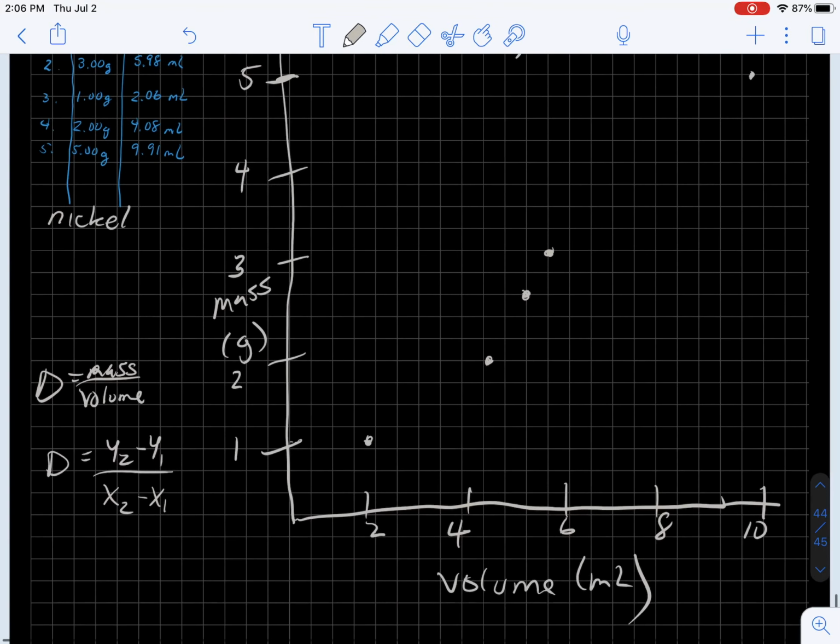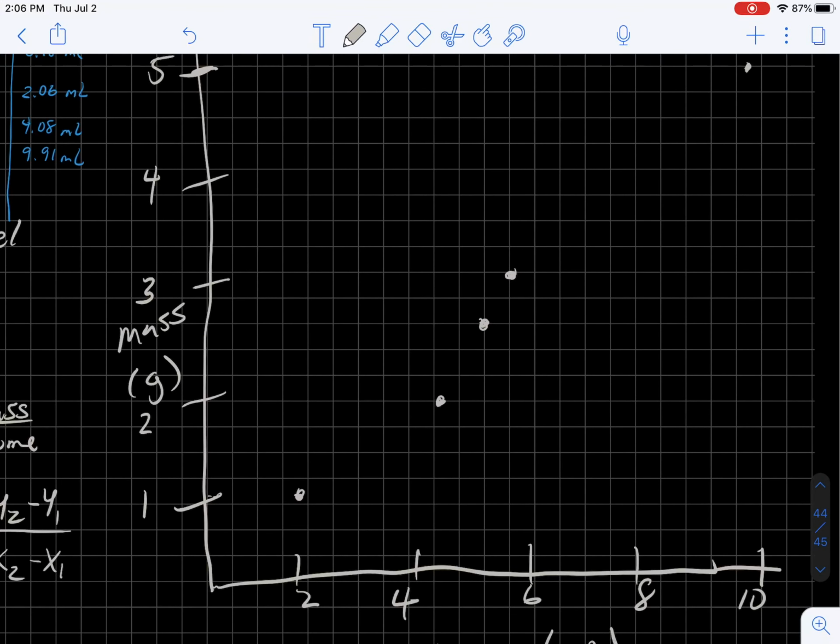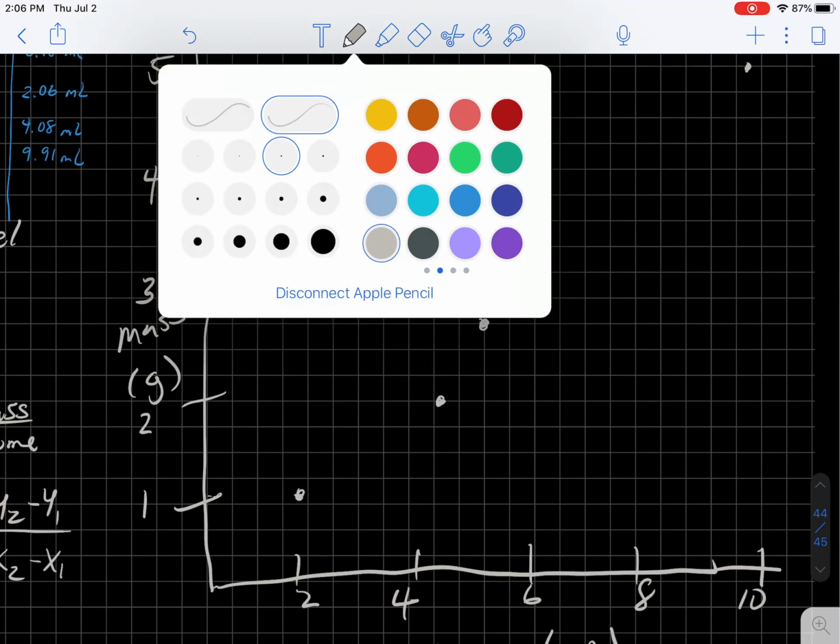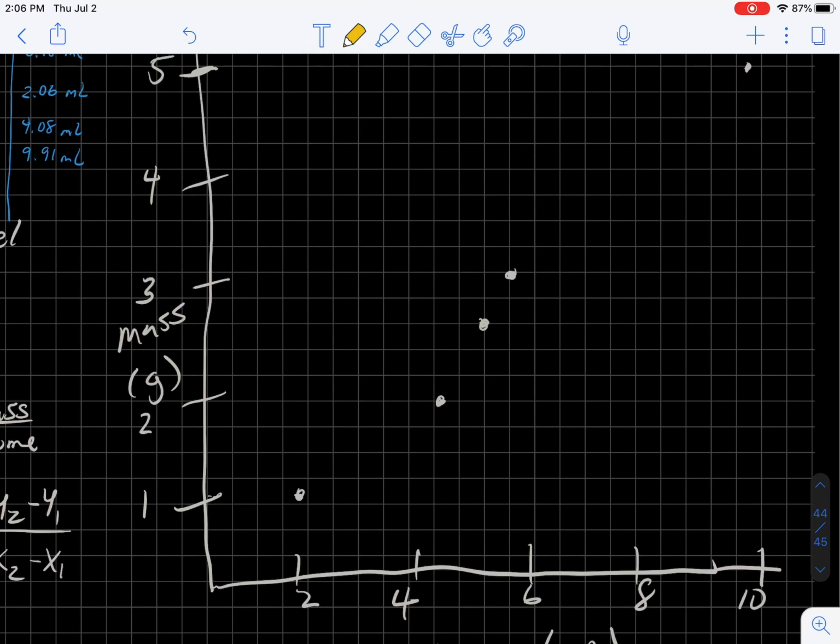Now, the reason why the data is not on a straight line, I started to say and then didn't answer, is because of indeterminate error. Sometimes we measure too high, sometimes we measure too low. If we do a lot of data trials, it will cancel out.